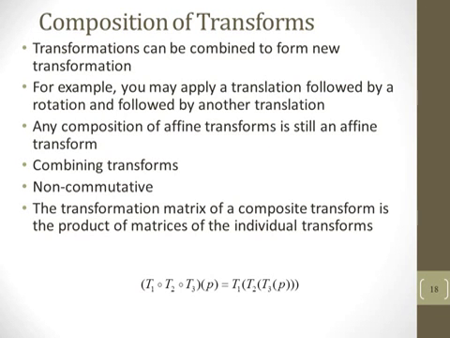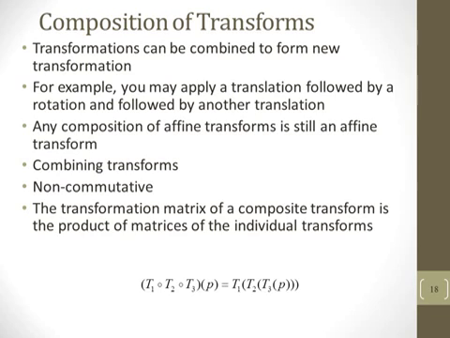Composition of transforms. Transformations can be combined to form new transformations. For example, you may apply a translation followed by a rotation and followed by another translation. Any composition of affine transforms is still an affine transform. Any composition of rigid motions is still a rigid motion. Conversely, a transform may be decomposed into a series of simpler transforms. The transformation matrix of a composite transform is the product of the matrices of the individual transforms.